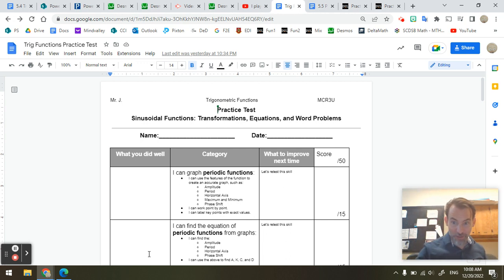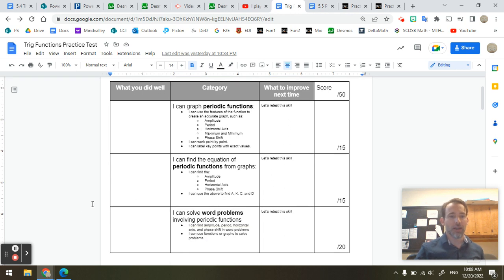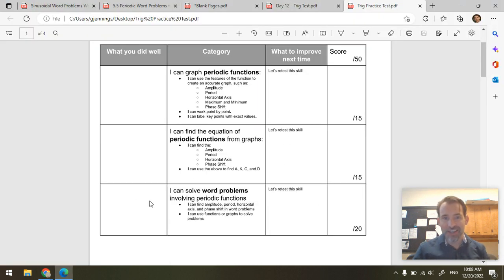Let's take a look at some of the question types that we will be looking at on this week's quiz. So, our first topic is graphing periodic functions. And take a look at the rubric.